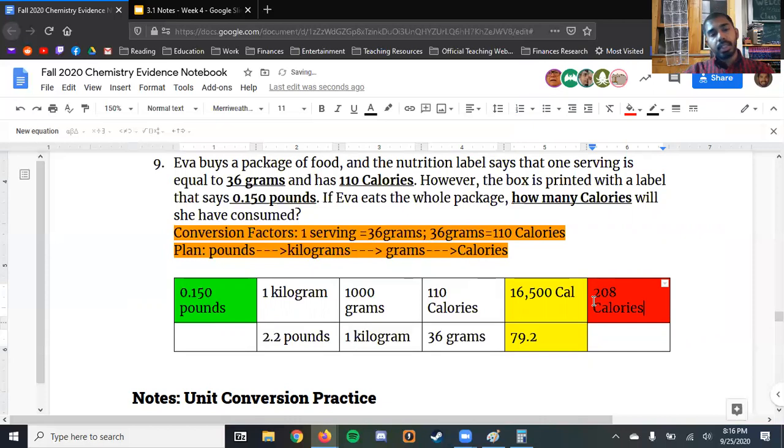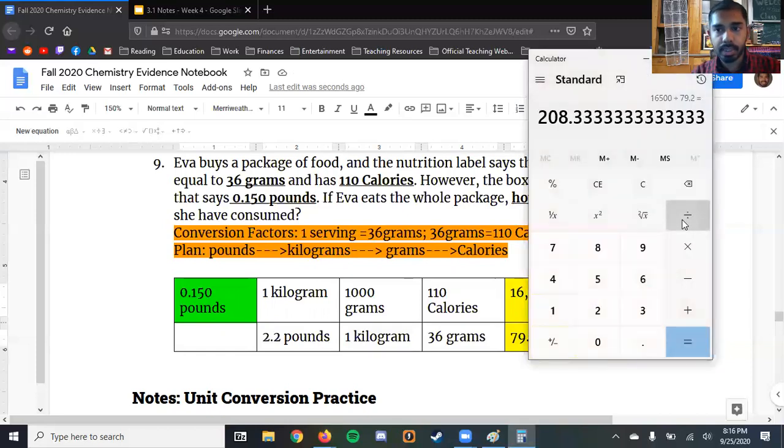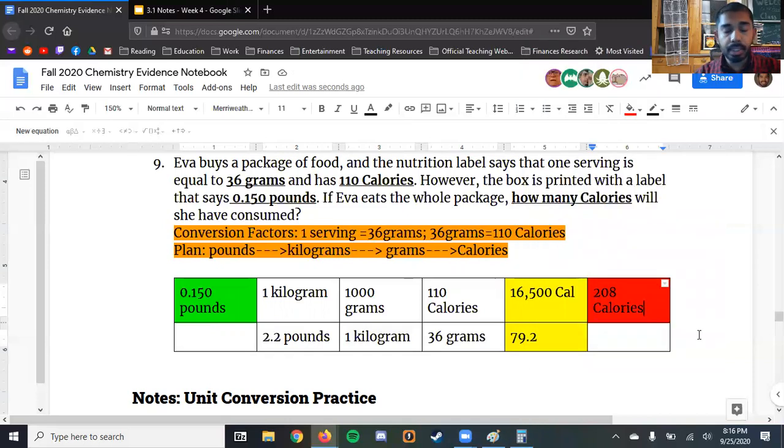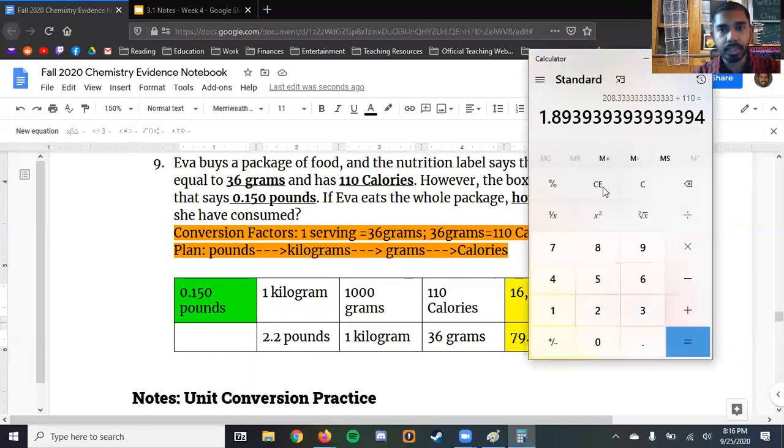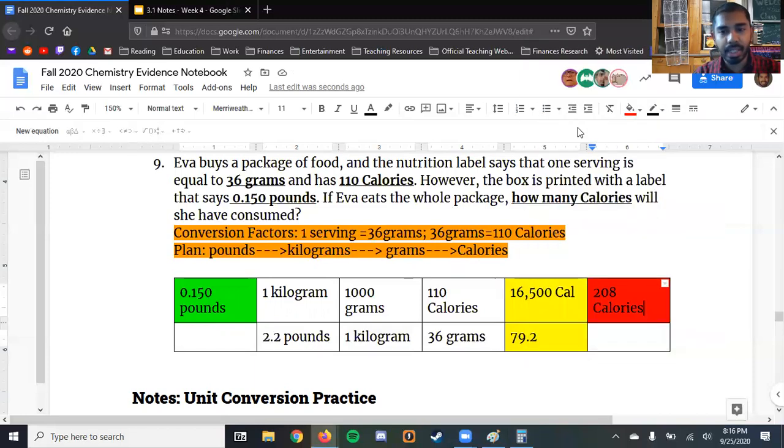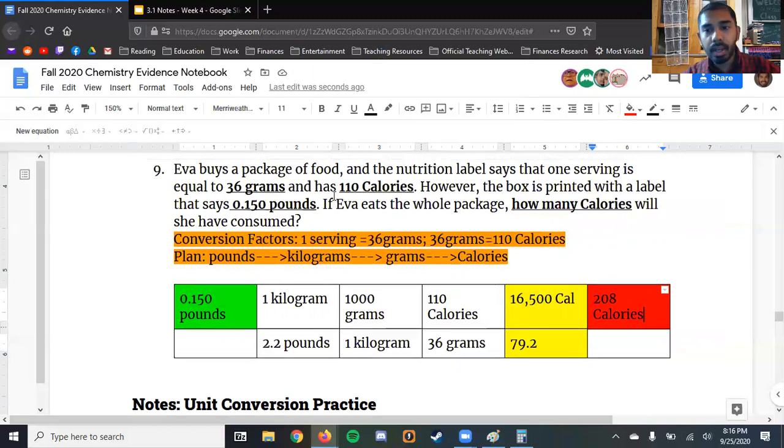Now, if I wanted to go further, I can. She's eaten 208 calories. How many servings is that? Well, I know that 110 calories is 1 serving. And so if I wanted to go further, I could just divide this by 110. And I could see that she ate 2 servings of whatever package this is. I say 2, it's really 1.9, but really at that point, it's 2 servings. Come on, Ava, calm down.